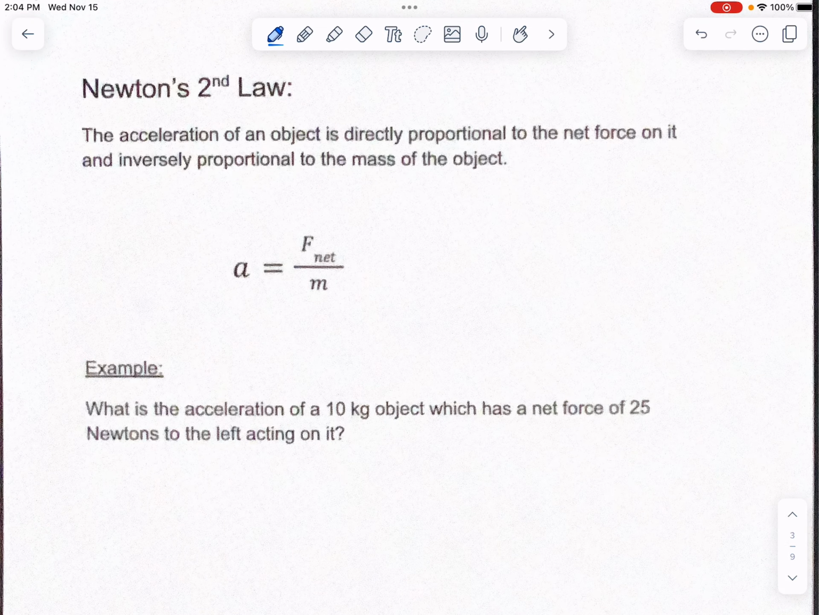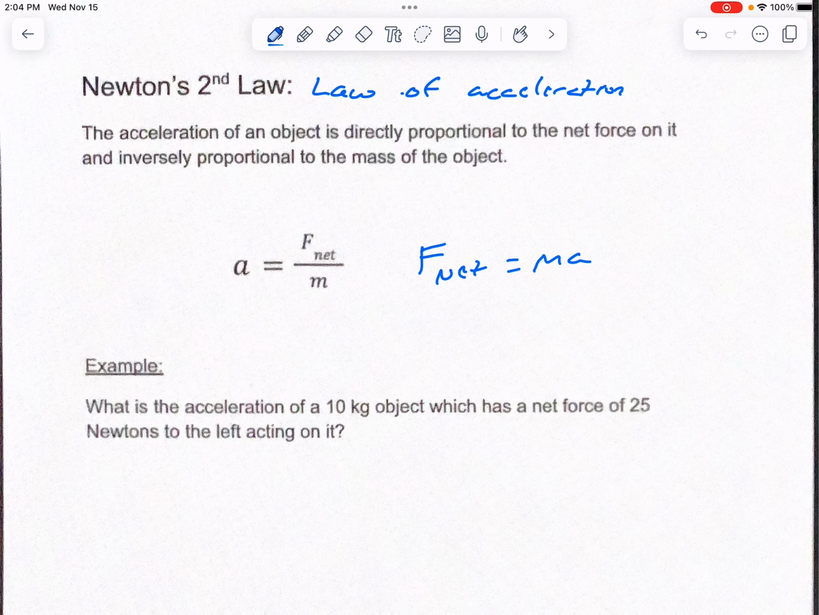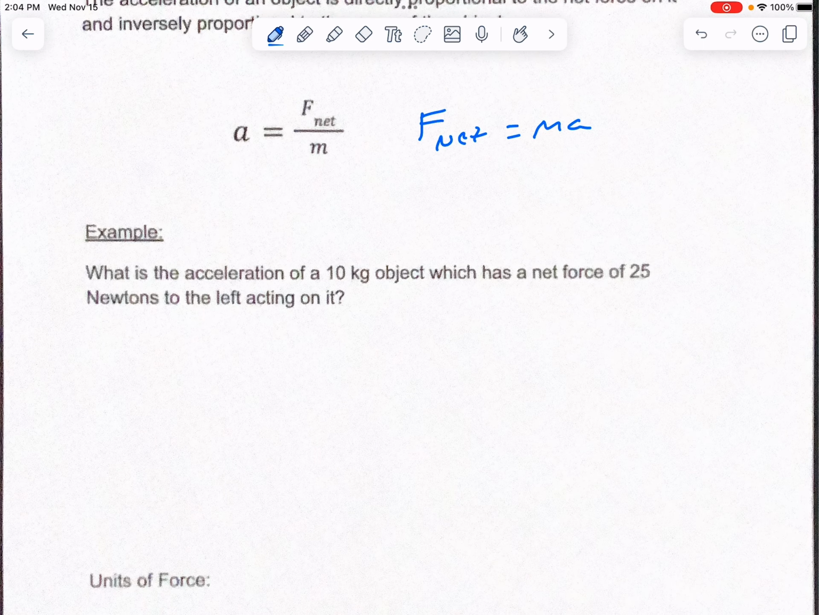Before we get into more relationship questions, we're going to take a look at Newton's second law, which is the law of acceleration. Acceleration equals your net force divided by mass, or F net equals ma. In this example, what is the acceleration? You're looking for A of a 10 kilogram object. I just gave you mass, and it has a net force of 25 newtons, so I gave you force.